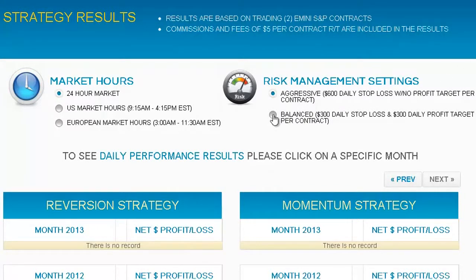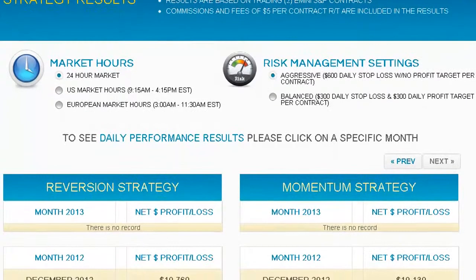The second setting is the balanced one. Again, it's a daily stop loss. In this case, instead of $600, we have a $300 daily stop loss. However, we also have a second condition, and that is a $300 daily profit target, whichever comes first. That means if the strategy generates a loss of $300 on a cumulative basis per contract, per day, at any given point, or it makes a profit of $300 per contract per day on a cumulative basis, then the strategy will stop trading. It will no longer give us signals for the remainder of the day.